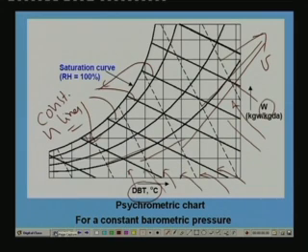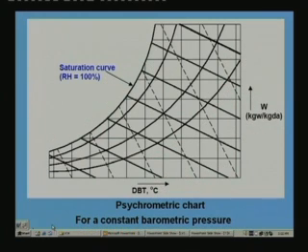So you can see that all the required properties are specified on the psychrometric chart. If you know any two psychrometric properties, you can find the rest of the properties. For example, if you know the dry bulb temperature and relative humidity, let us say this is your dry bulb temperature.